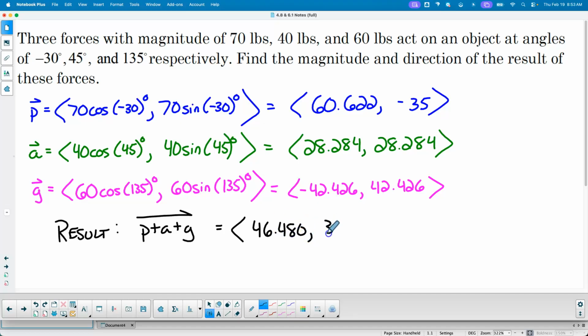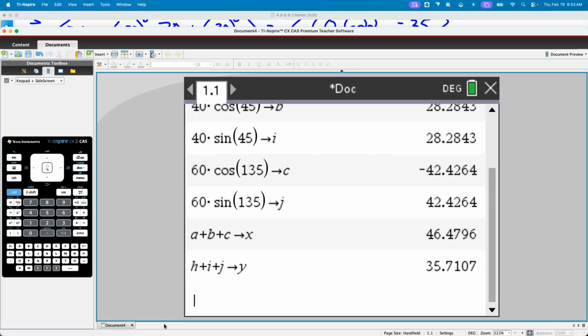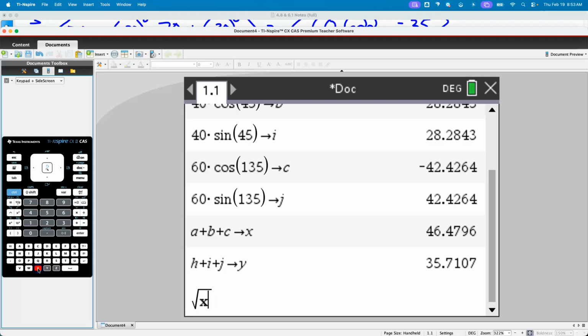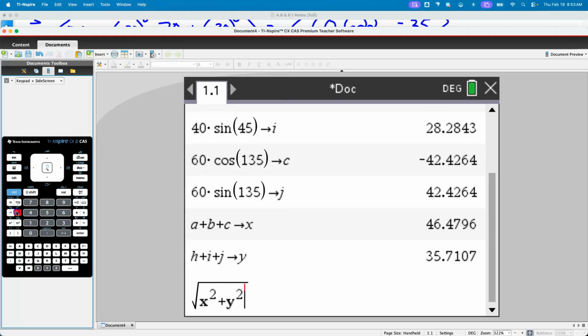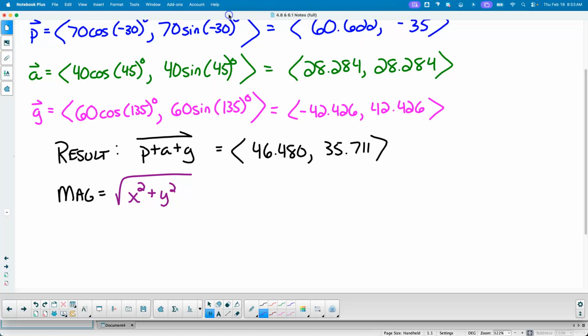46.480 and 35.711. Okay, so now we need to find the magnitude. That's going to be my resultant force, or the poundage, I should say. I stored them as X and Y. 58.614 pounds. Do we agree with that?